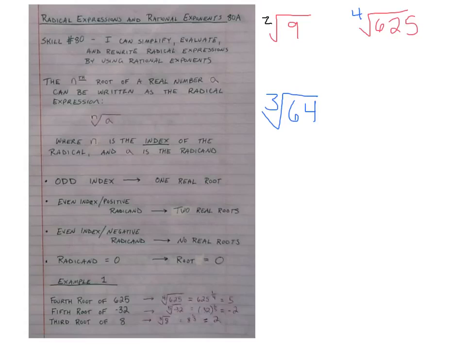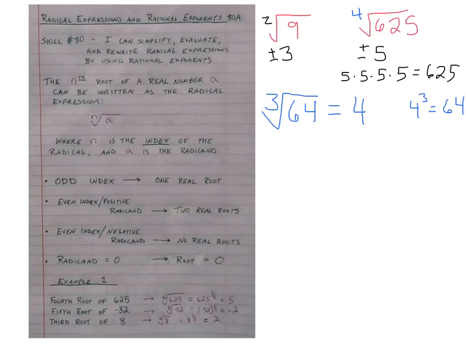Something to notice about the indexes: if you have an odd index, like this, you have only one real root, only one real answer. And in this case, the answer is 4 because 4 to the third is equal to 64. If you have an even index and a positive radicand, like we have here, you get two real roots. You have the plus and minus 3 in this case. Or since we have the fourth root of 625, this is plus and minus 5, because 5 times 5 times 5 times 5 is equal to 625, and there's 4 of those, which matches our fourth root.